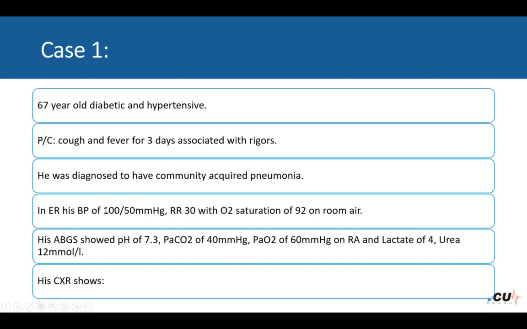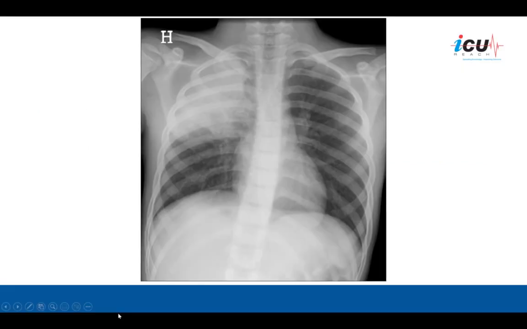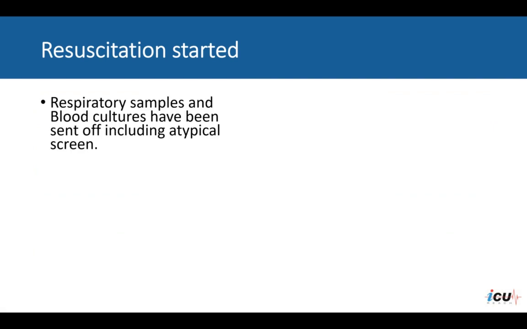There's no decrease in the blood pressure. However, this patient is hypertensive in his past history. So let's take a look at the chest X-ray, right upper lobe infiltrate. Resuscitation was started for this patient. Respiratory sample and blood cultures have been obtained, including atypical screen. He was started on high-flow nasal cannula in addition to antibiotics.